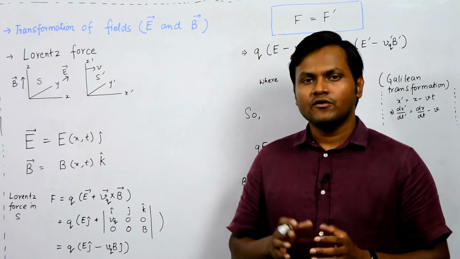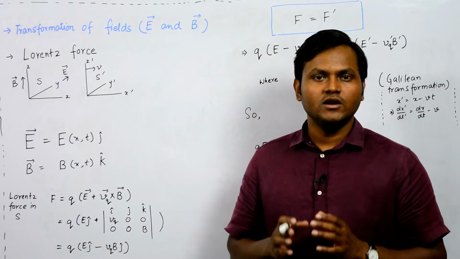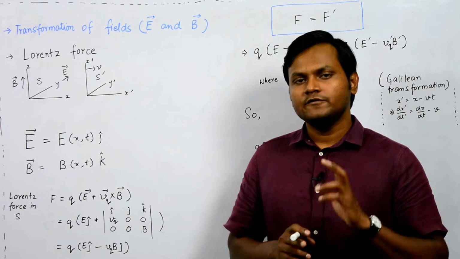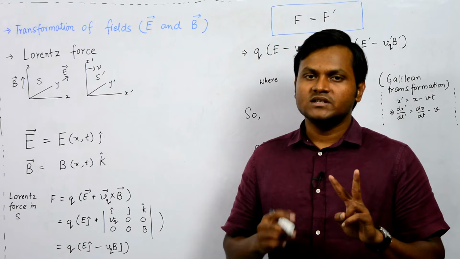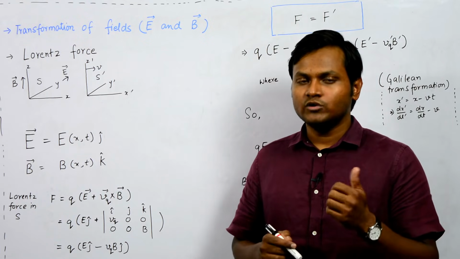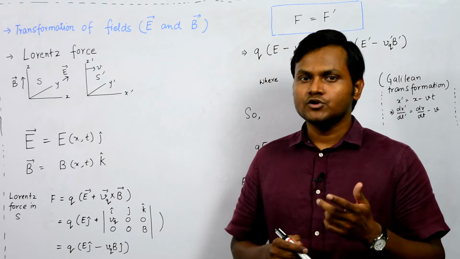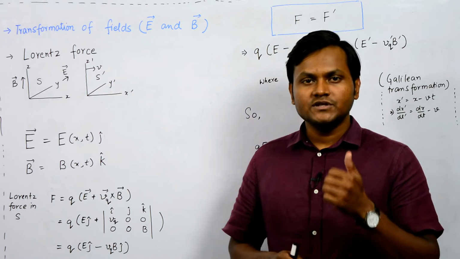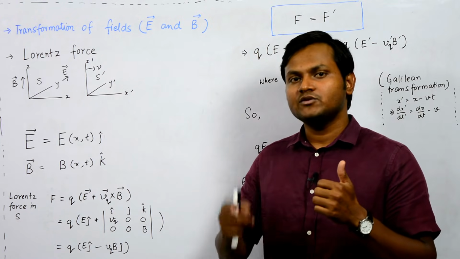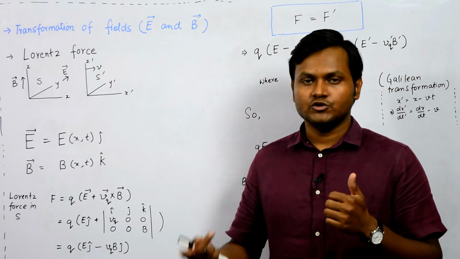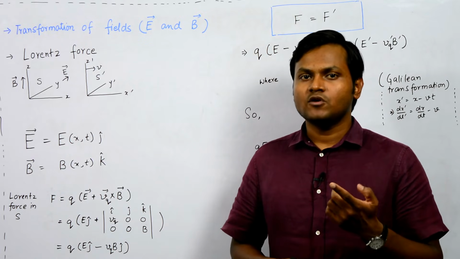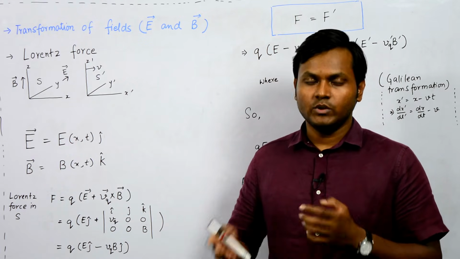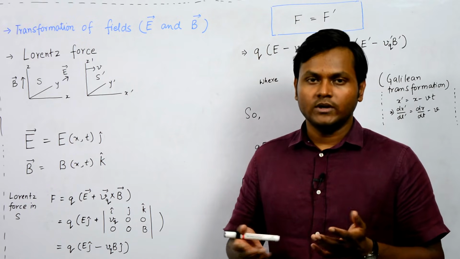Now, to transform Maxwell's equations from one inertial frame of reference to another, first we have to do two things. Since the Maxwell equations consist of both electric and magnetic fields, and they also contain derivatives, first we need to transform the electric and magnetic fields from one frame of reference to another, and then we need to transform how the derivatives change when we go from one frame of reference to another.